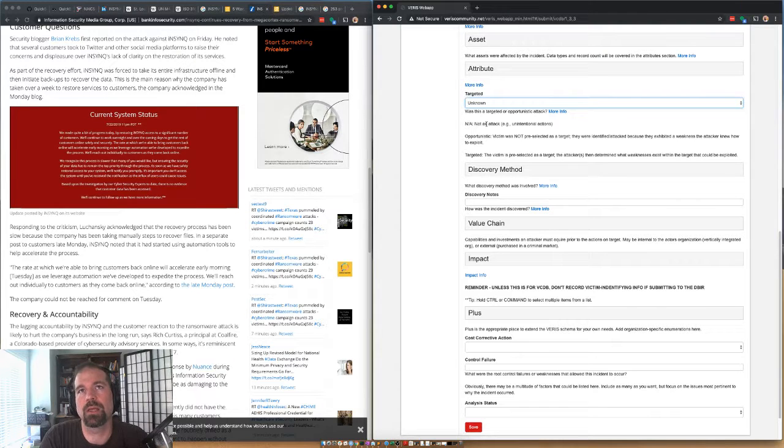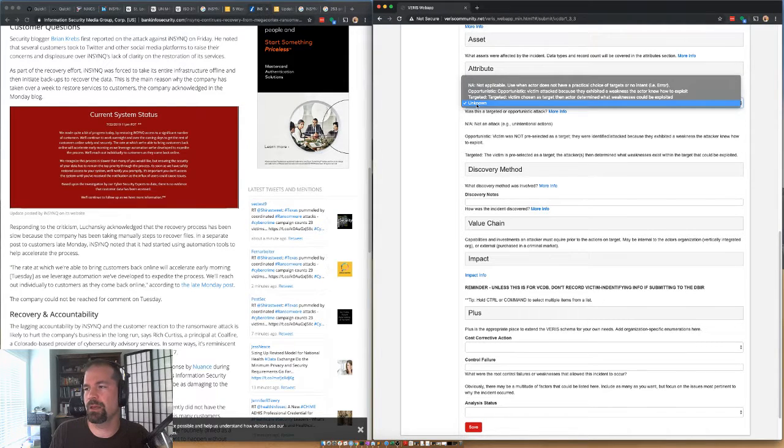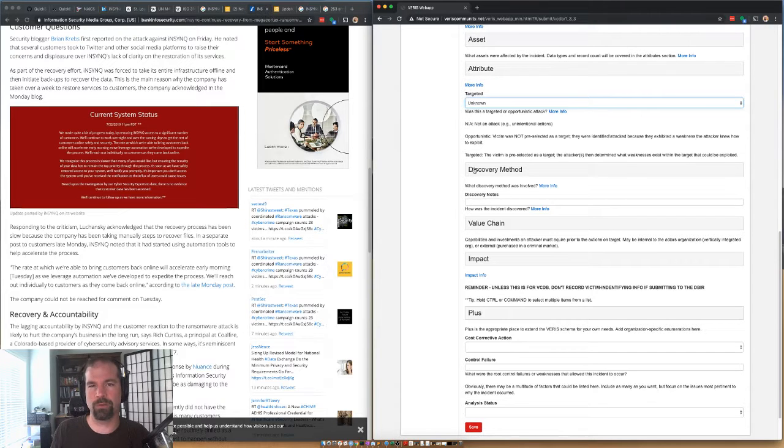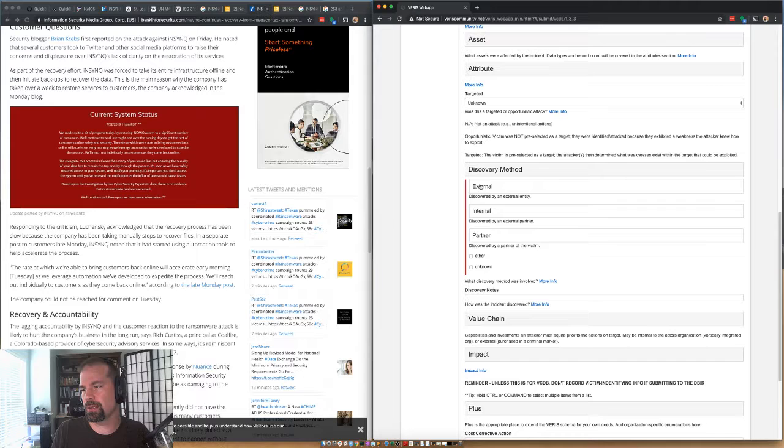I mean, depends what level of targeted. Like they're looking for small organizations. On the other hand, they're not looking for any specific one. They're just looking for ones that fit a certain characteristic. More than likely, this was opportunistic, but without more information about how it came to be, I'm going to mark it unknown. Discovery method.